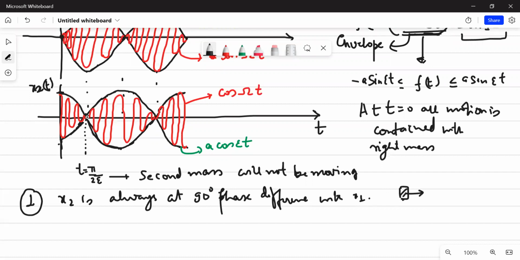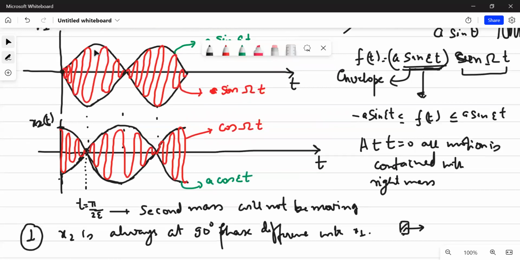And when your x2 is coming to 0, that is, if your right mass is coming to rest at time t equals pi by 2 epsilon, then all the motion is contained with x1. So you can see that energy is getting transferred between x1 and x2. When one is at the least kinetic energy, the other is at the maximum kinetic energy. Is that clear or not clear? Clear, sir.